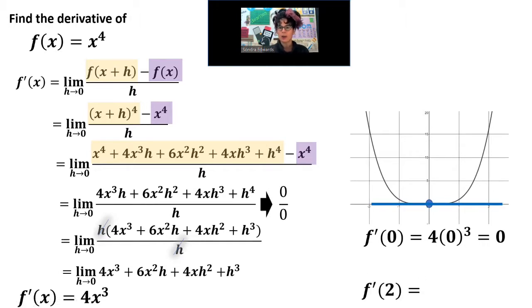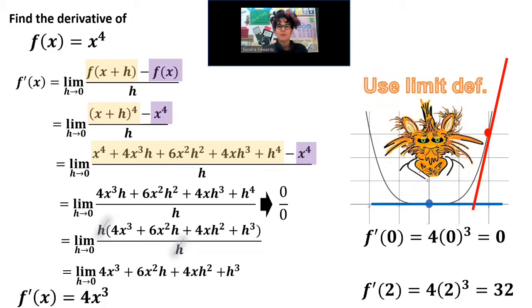Maybe just one more there. If I substitute 2 into the derivative, that's giving me the slope of the tangent to the function f of x at 2. So at 2, the slope of that tangent line is 32. This was a lot of work to get from x to the fourth to 4x cubed. So what we're about to do is use something called the power rule, and that is going to allow us to get from x to the fourth to 4x cubed without all of that. Whew, victory is ours.